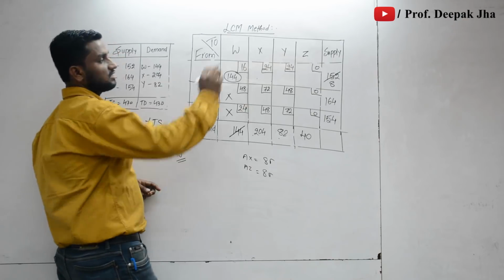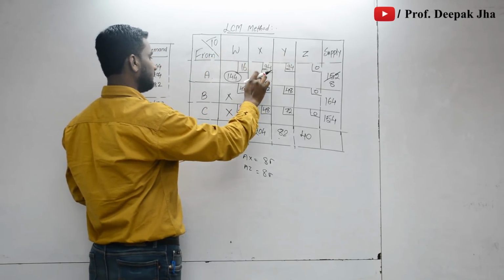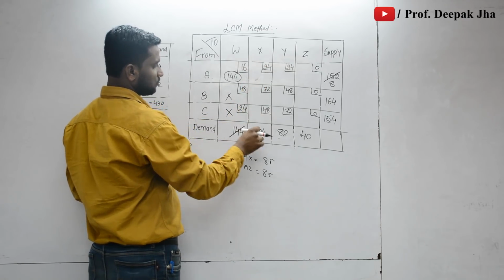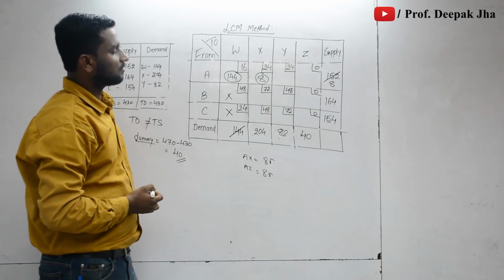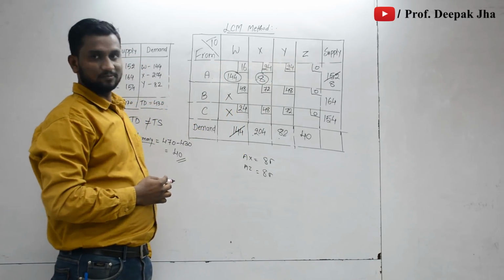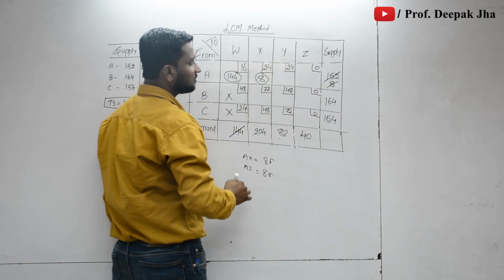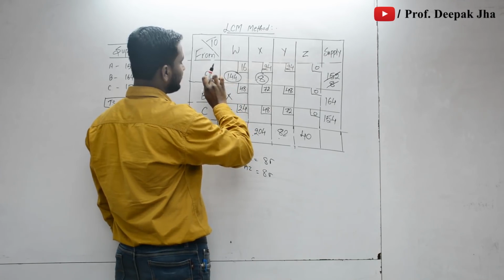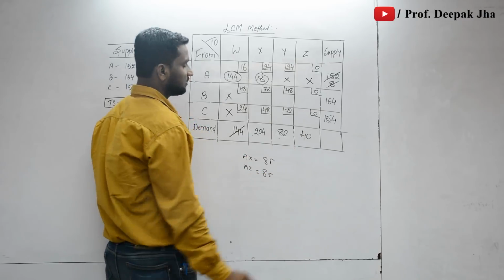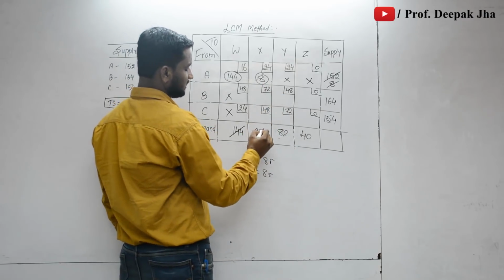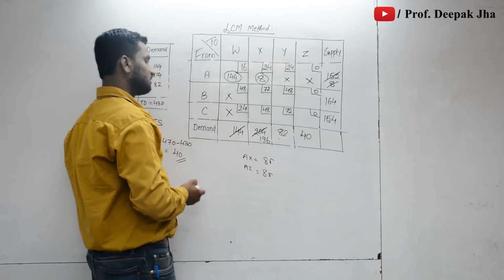So the next allocation will be at this place, and demand is how much? 204, but supply only 8, so 8 units allocated. By allocating 8 units here, what changes will we make? The entire row's supply, which was from factory A, is exhausted, so no further allocation in this row, and this 204 is now reduced to 196.